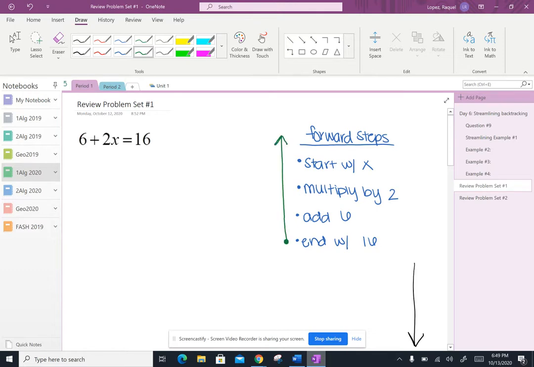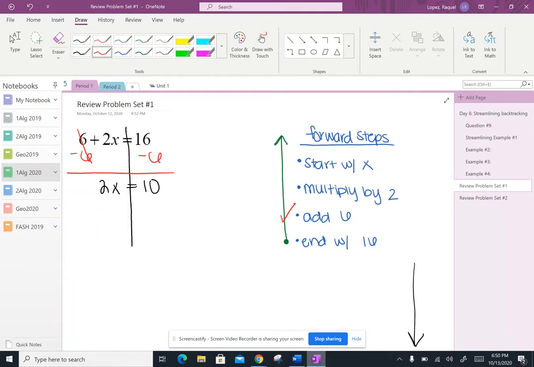So instead of ending with 16, we're going to start with 16. To keep my work organized, I'm going to put a line down the equal sign. The next thing that I'm going to do is take care of this add 6. In my forward steps, I had to add 6, so to undo that, I'm going to subtract 6. When I subtract 6 on both sides of the equation, it cancels out on the left because 6 minus 6 is 0. I'm going to bring down the leftover. So I have 2x equals, and then 16 minus 6 is 10.